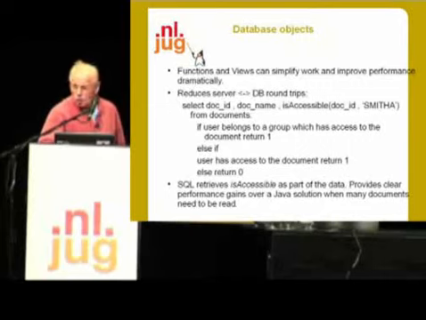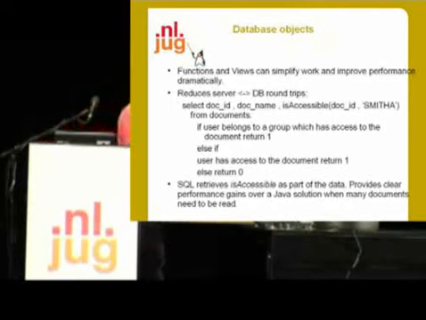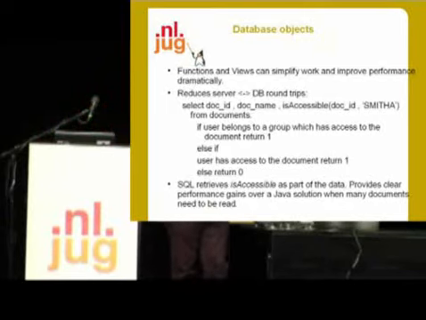If it's not true, we ask if the user has access to that document directly. And if that's true, we return 1. That's a very simple thing. I'm sure if security is a big issue for your systems, your security algorithm is quite a bit more complicated than that. Now, you can write it as a Java class.